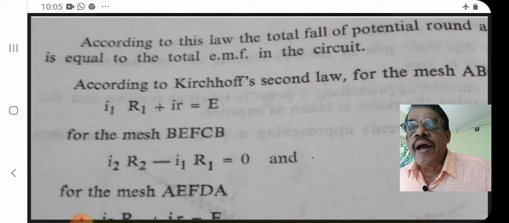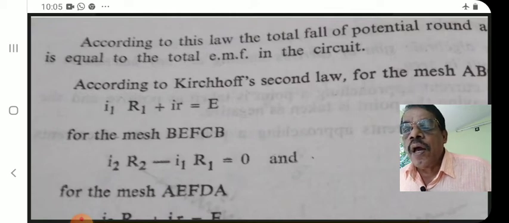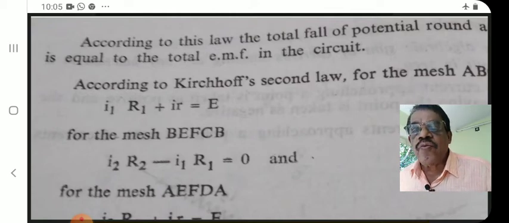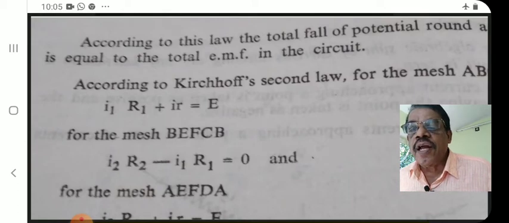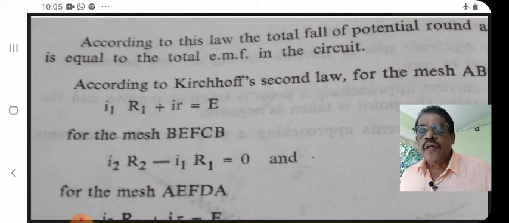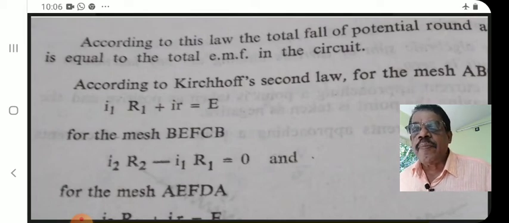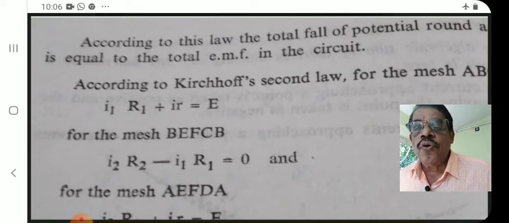And for the branch BFCB, I2 R2 minus I1 R1 is equal to 0. If you refer to the figure, it will be evident. If we take current I2 as positive, then current I1 is negative because it is in the opposite direction. The current starting from the cell can be taken as positive, and the current in the opposite direction can be taken as negative. And in this closed circuit, there is no battery. That is why we have written 0 on the RHS.